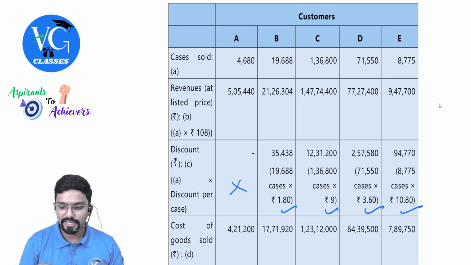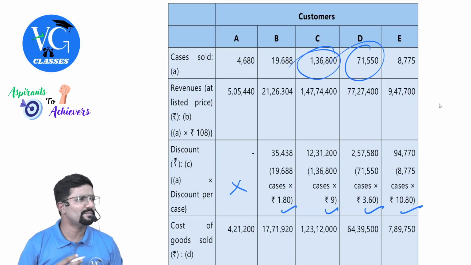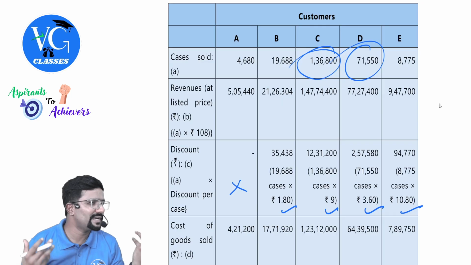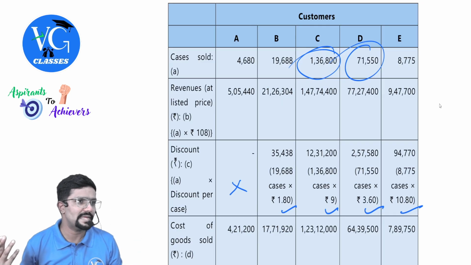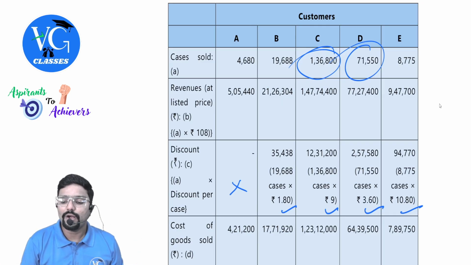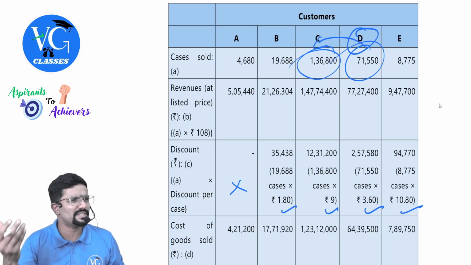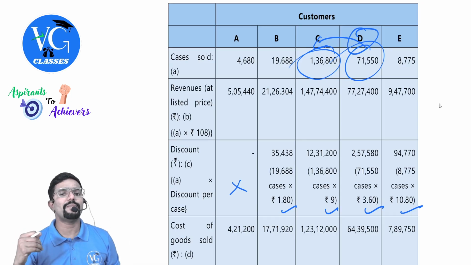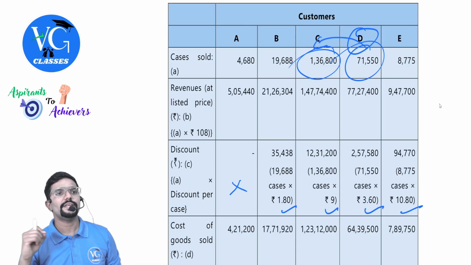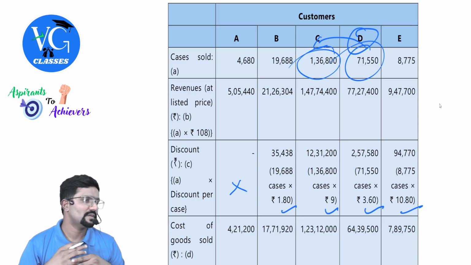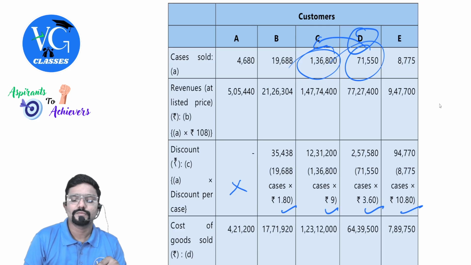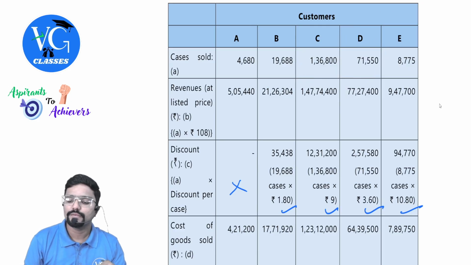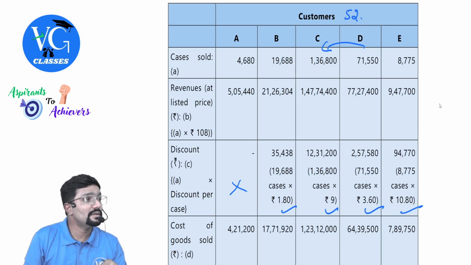Cases sold, you can see C is more, whereas D is less. They have also given some percentage. Should I write that percentage in the answer? Not mandatory, guys. They have told that whatever D we have sold is some 52%. You calculate 71,550 divided by 1,36,800 into 100. How much does it come to? 52.3?